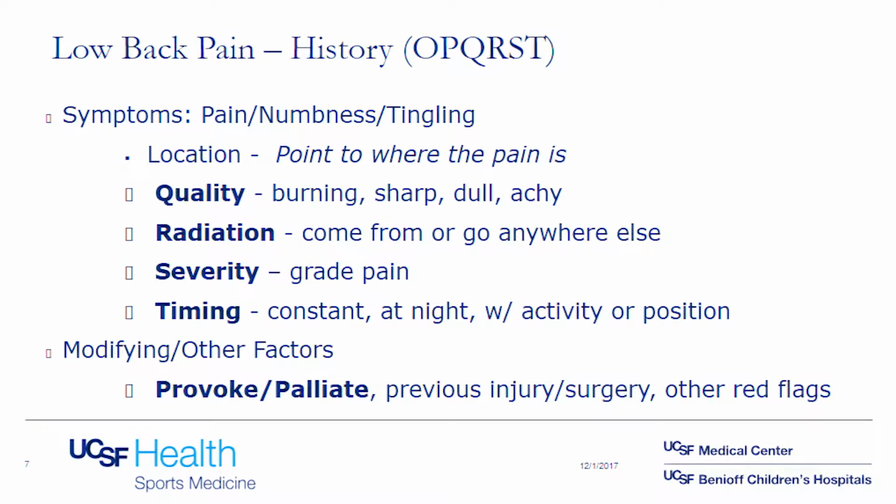And then you get to the symptoms of the pain, numbness, tingling. This is where that location, where's the pain? Q, quality of the pain, radiation, severity, timing. When does it happen? And then other factors, and that's where the P comes in. What provokes it? What palliates it? What makes it better? What makes it worse? These are all questions that we should ask.